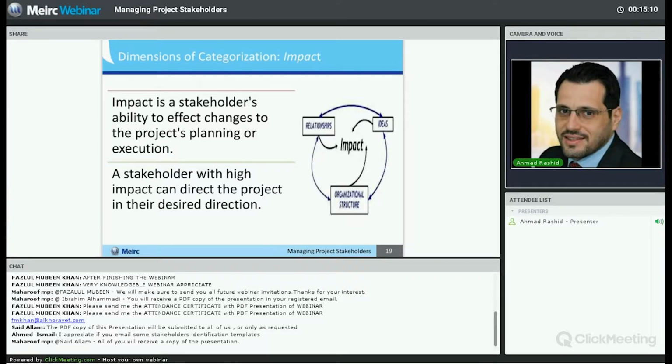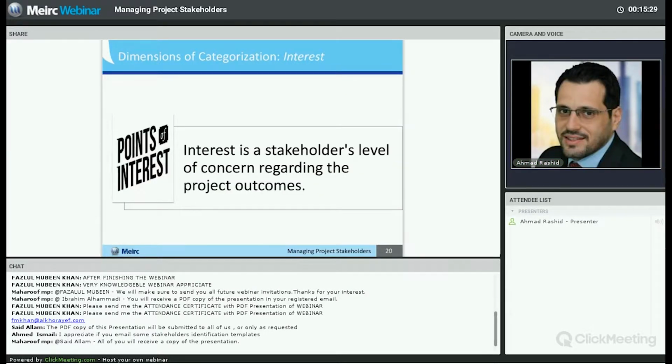So remember that a high power individual may have limited impact on a project if the project is outside of that person's area of responsibility. And conversely, a stakeholder with significant impact on a project, such as subject matter experts, may hold very little power in the organization, but yet have very high impact on your project.